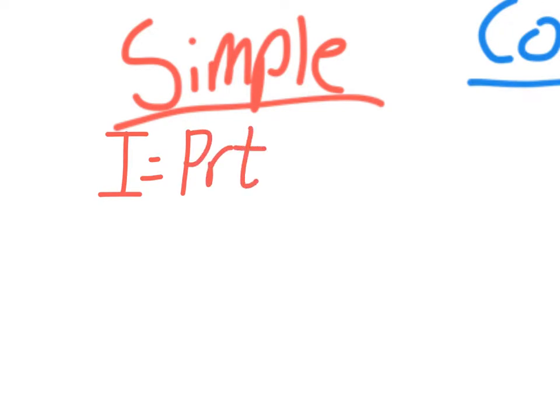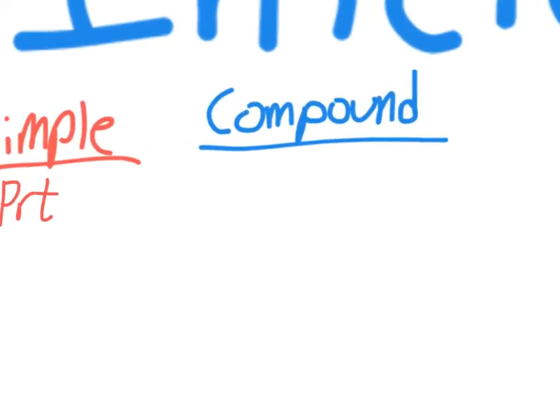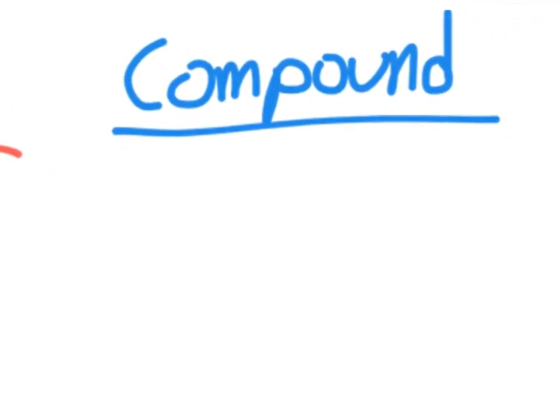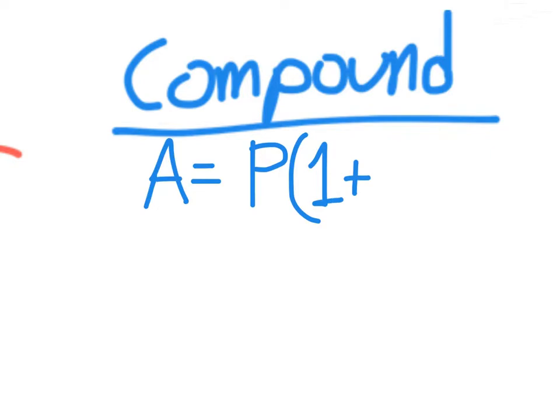And then for compound interest, this formula is a little scary looking, but because we get a calculator, it's not going to be too bad. It's going to be A equals P parentheses 1 plus R to the power of T, which I know looks super scary, but I'll explain more of that here in just a minute.